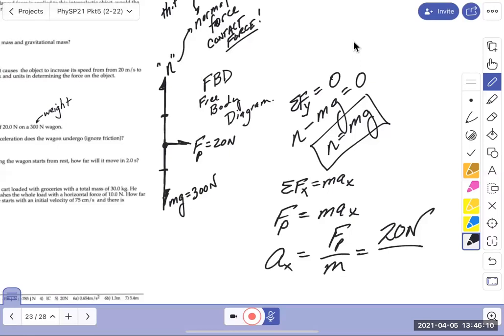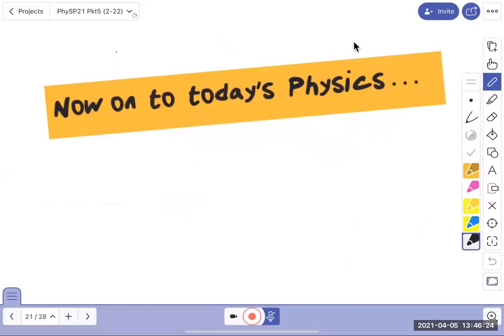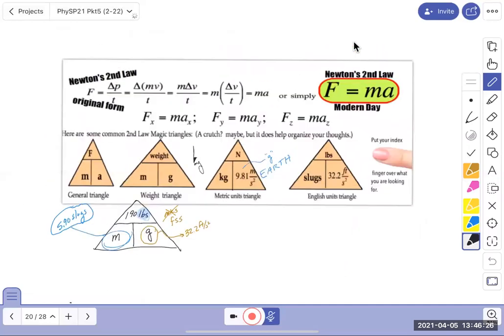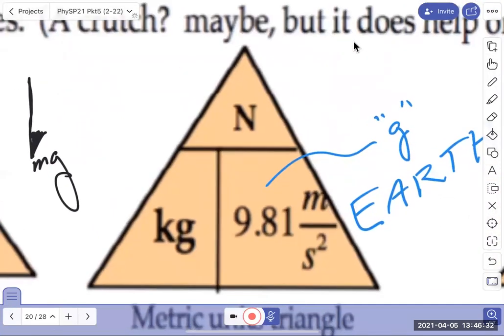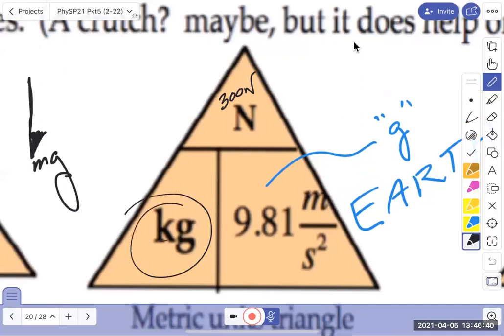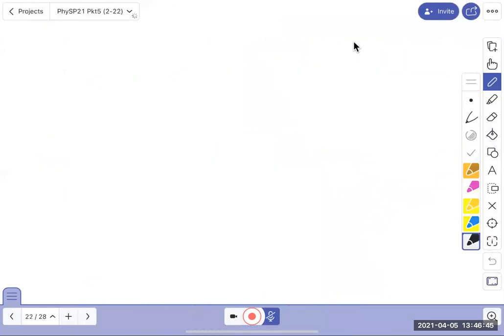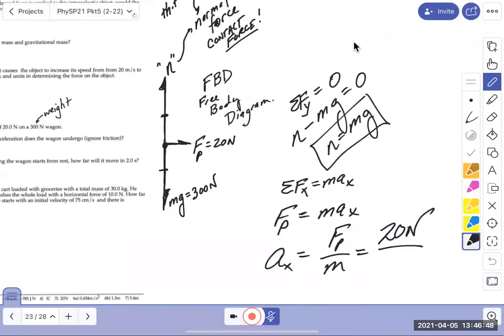It's not 300. I need the mass of that wagon. I got to go back to this right here. Right? 300 newtons would go up here. And then I divide that by 9.81, and that's what I'm looking for. So it's like 30.6 or something. That sounds about right. So you got to pull the math. You got to get the g out of it.